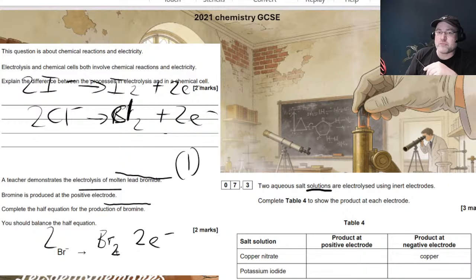Now, here comes the rules. Here comes the rule bit I was talking about. Complete table 4 to show the amount product at each electrode. We've got to bust those rules. Do you remember I went over the rules? So I'm just going to remind you of the rules, and then you guys are going to tell me what's coming off. So just a quick reminder on the rules.